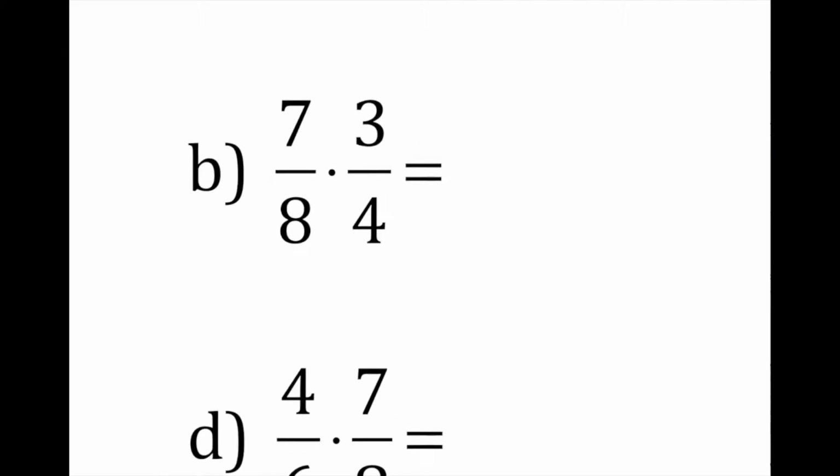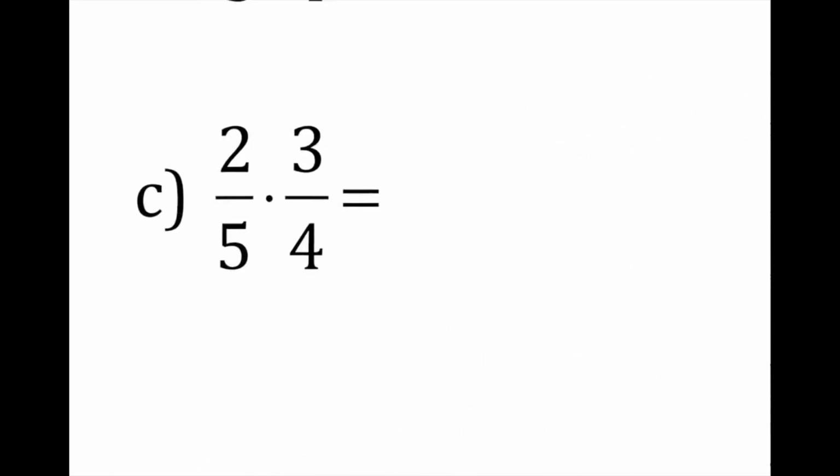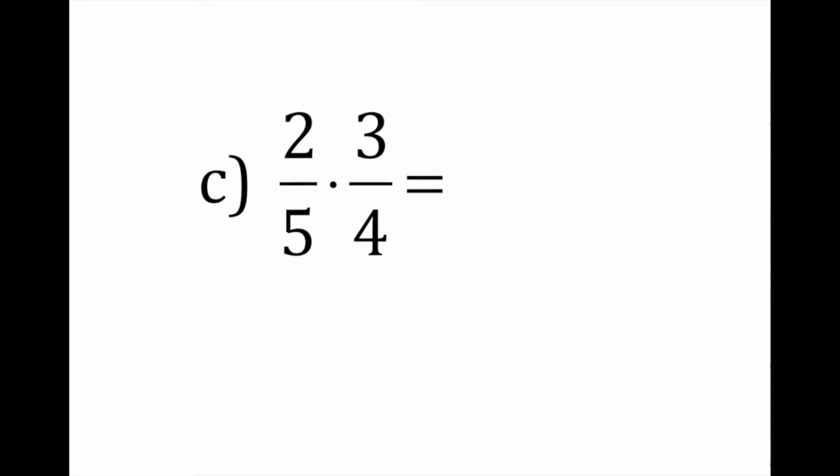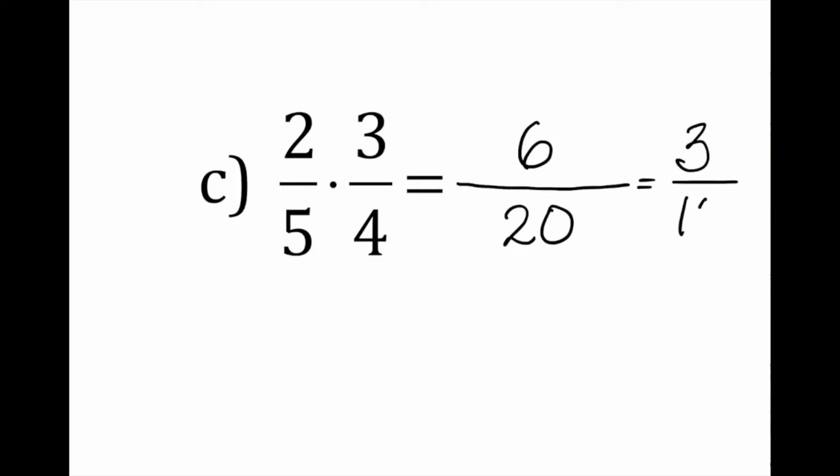7 times 3 will give us 21, and 8 times 4 will give us 32. So 21/32. Next, 2 times 3 and 5 times 4, separately again. 2 times 3 is 6, and 5 times 4 is 20. And we can simplify this by dividing by 2, which will leave us with 3/10.